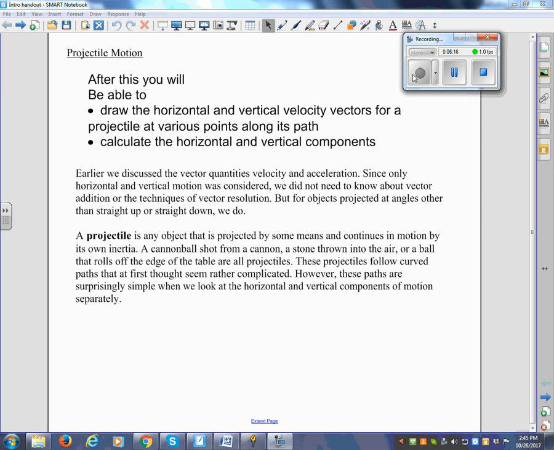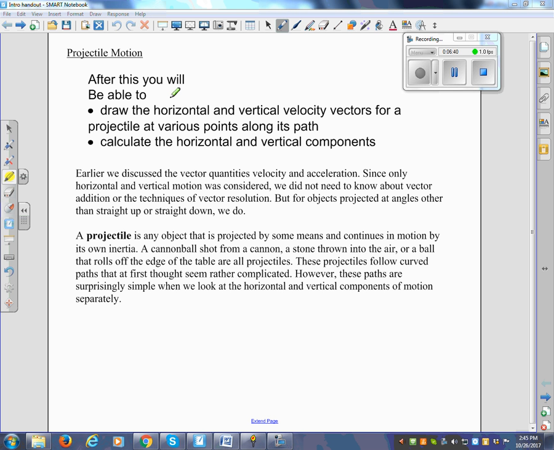Okay, so after this, today for sure, you're going to be able to draw the horizontal and vertical velocity vectors for a projectile at various points on its path and calculate horizontal and vertical components. So follow along with me, grab a highlighter or a pencil or something. I'm on that third handout now. Yep, this one here.